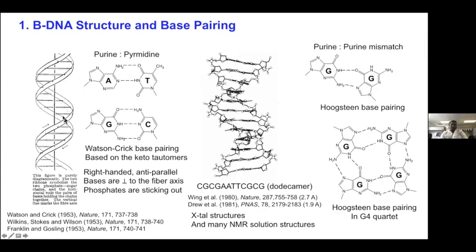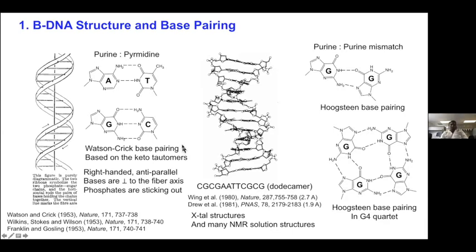They also proposed that base pairs would be perpendicular to the fiber axis and the phosphates would be sticking out. Their model was supported by experimental data collected from fiber diffraction of DNA samples by Wilkins, Stokes, Wilson, and Franklin and Gosling. It took about 30 years to validate their model with a crystal structure of a dodecamer, where they showed that Watson and Crick were right.